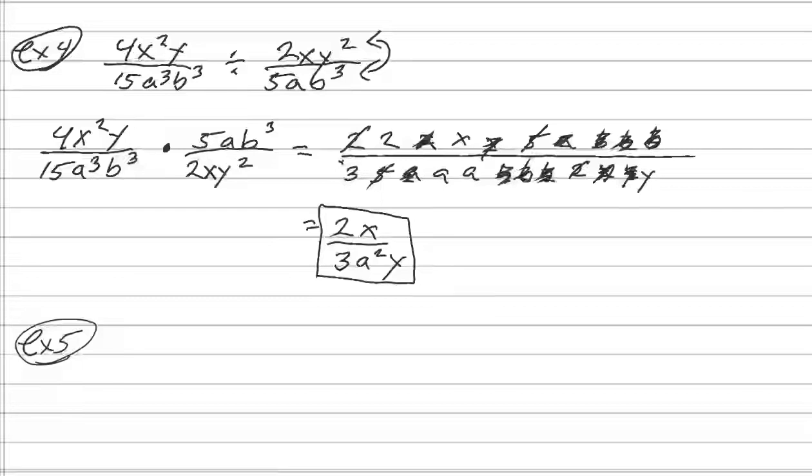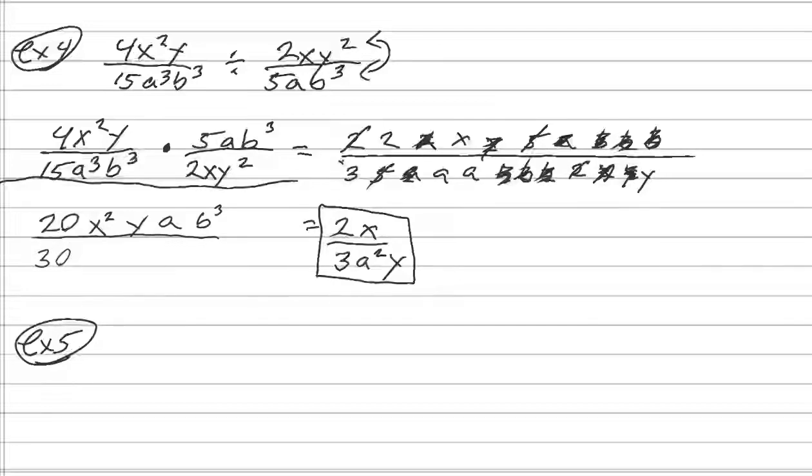Actually, before I go on to example 5, let me take another look at this and see if there's a slightly different way to do this problem. What I'm going to do is combine all my stuff on the top and bottom, which 5 times 4 gives me 20 x squared times y times a times b cubed. And you may remember back when we did polynomials that we simplified these directly by subtracting exponents or canceling things out. 15 times 2 is 30.